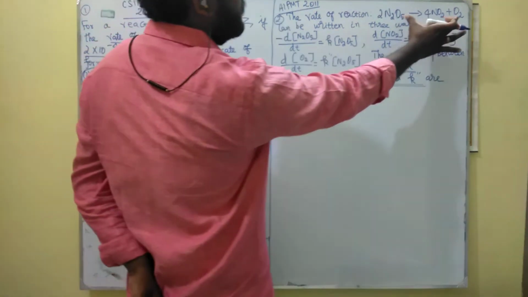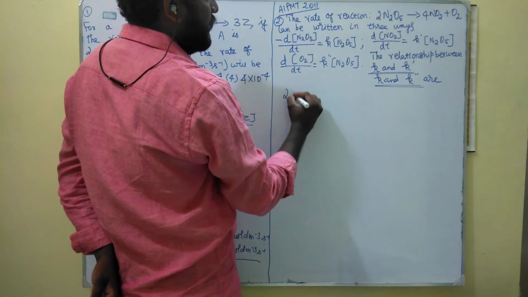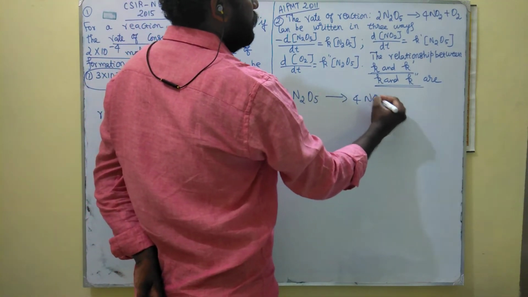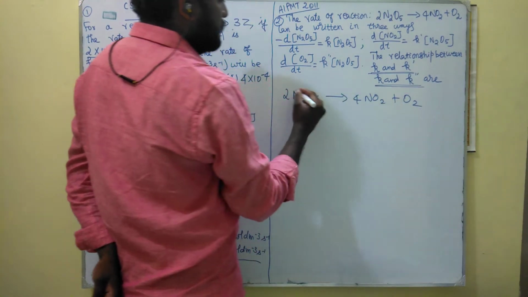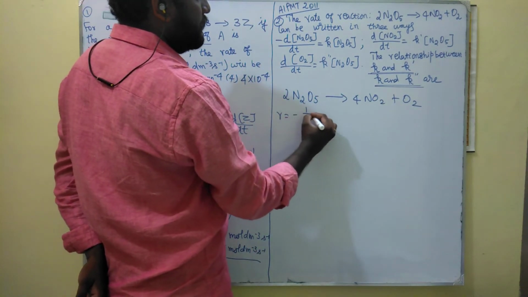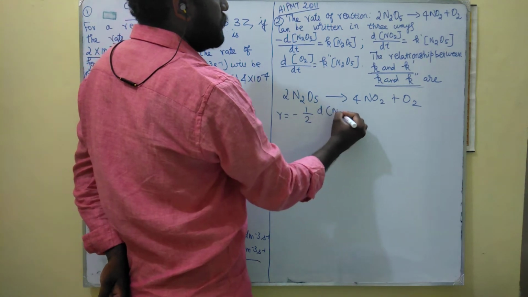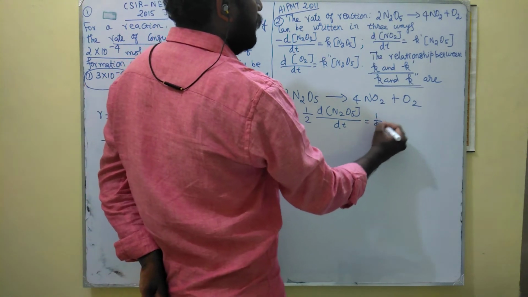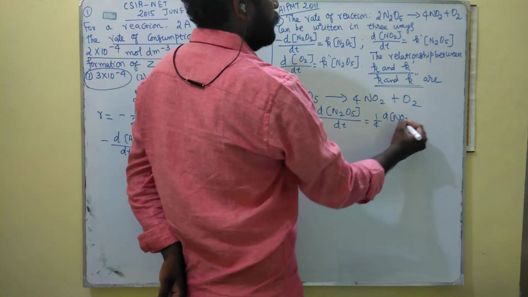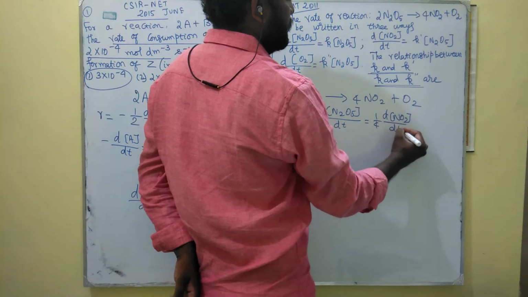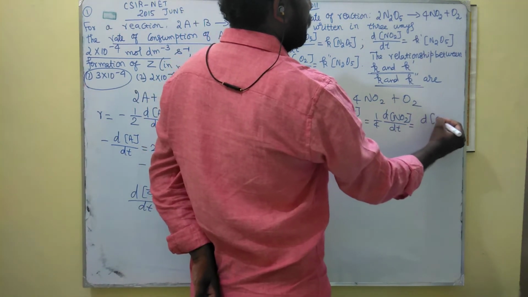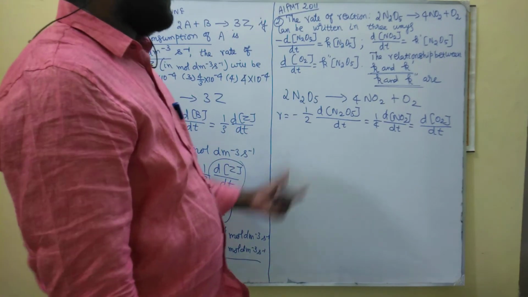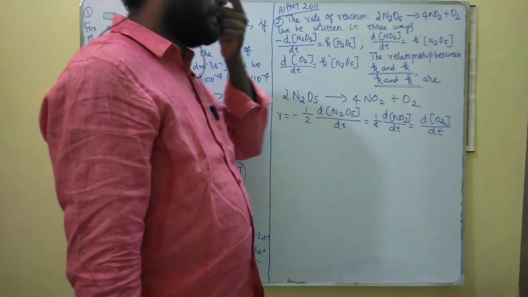So we have to first write the rate of the given chemical reaction. 2N2O5 gives 4NO2 plus O2. For this reaction, rate is equal to minus 1 by 2 dN2O5 divided by dt is equal to 1 by 4 change in concentration of NO2 by change in time is equal to the change in concentration of oxygen with respect to change in time. This is the rate of reaction for the given chemical reaction.